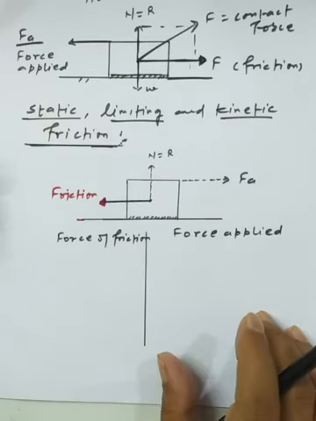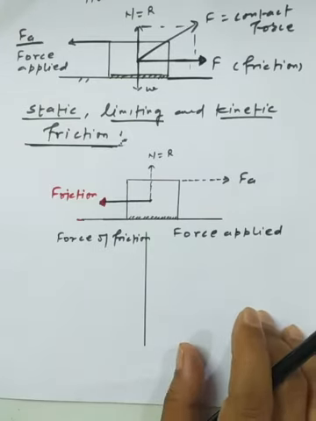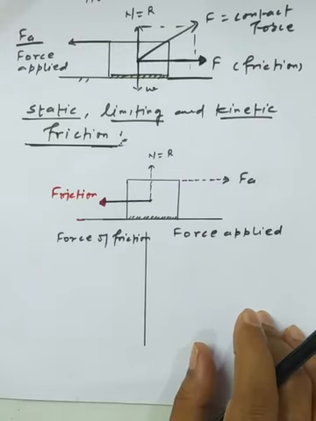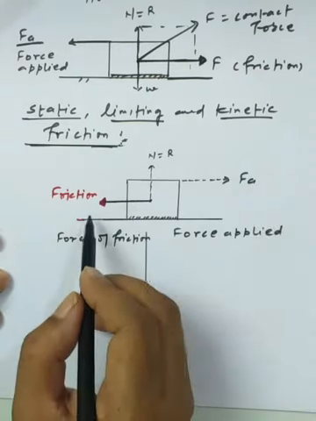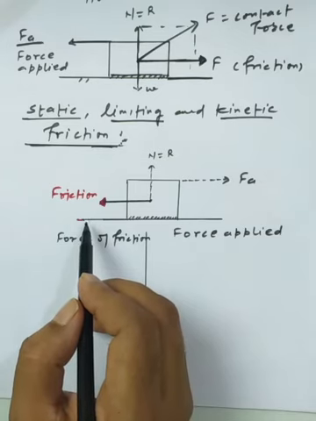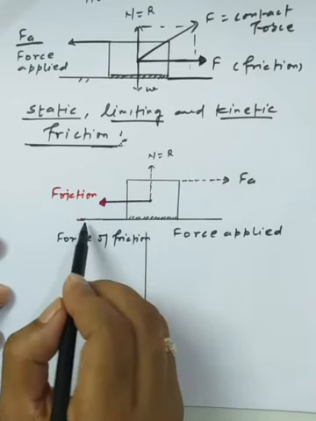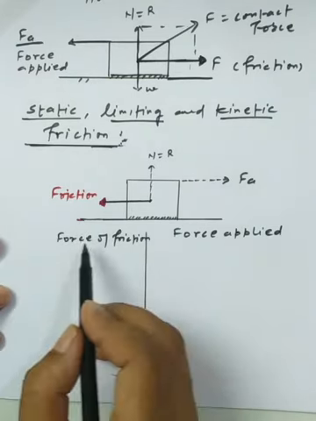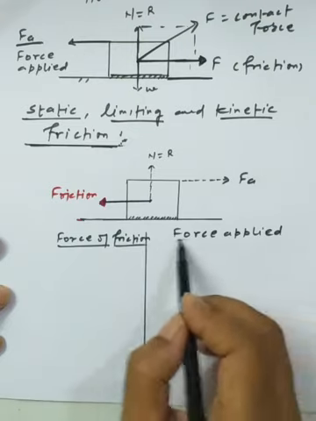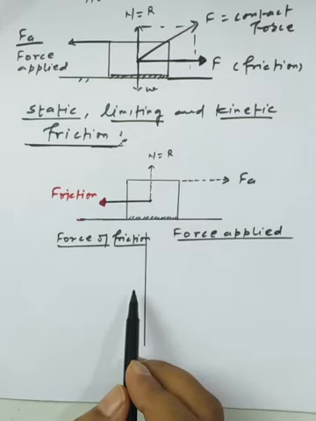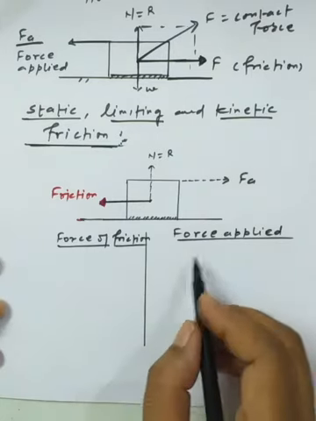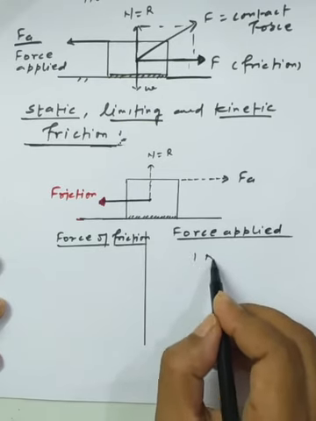Now, to understand the concept of static, limiting and kinetic friction, I assume a block on the floor, and from one side I am applying a force on this block. We know the force of friction opposes the motion, and it acts opposite to the direction of motion of the block. Now, as per the nature of the force of friction, whenever we apply a force on a block, suppose we apply a force of 1 Newton.